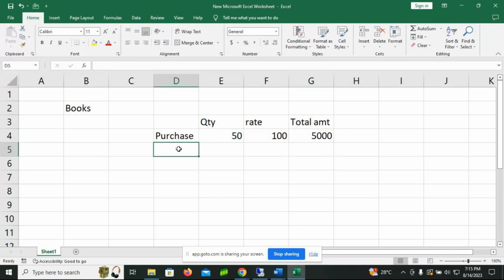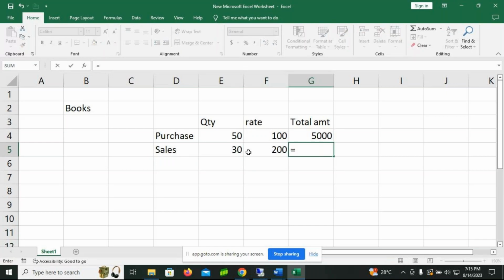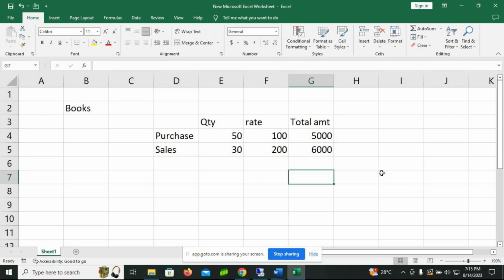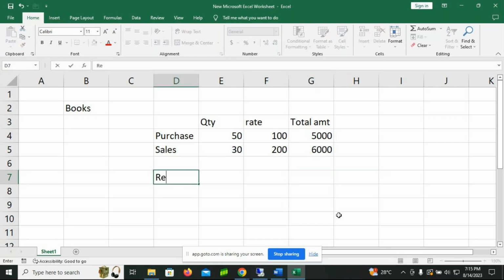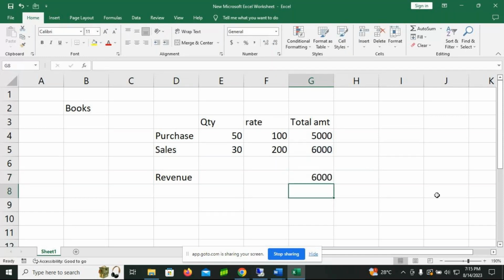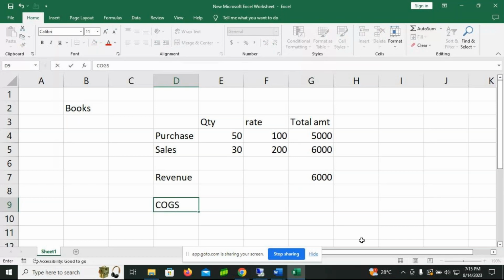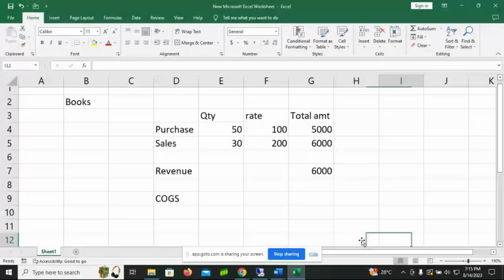Now then I'm going to make a sale. So sales, I'm going to sell 30 books at the rate of 200. So my sales will be 30 into 200, 6000 rupees. So overall how much profit am I going to get? So the revenue will be 6000. So how am I going to calculate the cost of goods sold? That is COGS. Okay, so do any of you have an idea how the COGS is calculated?